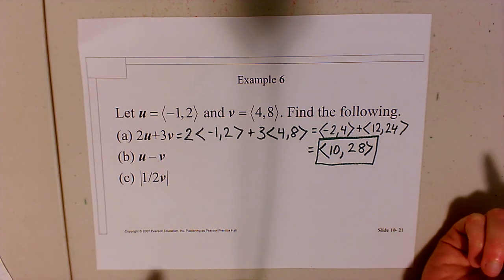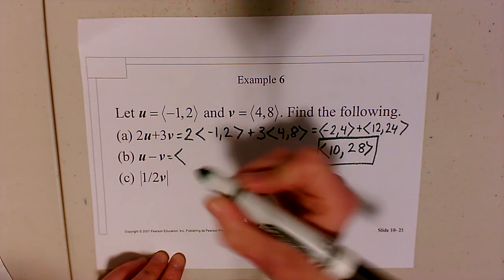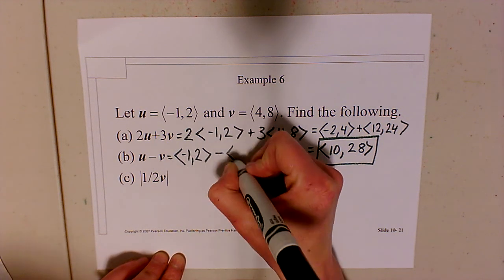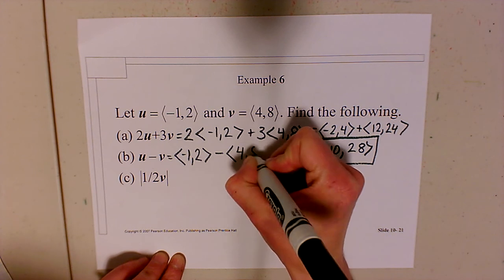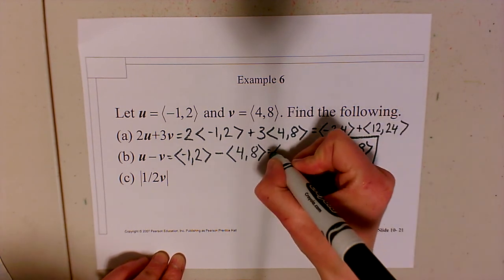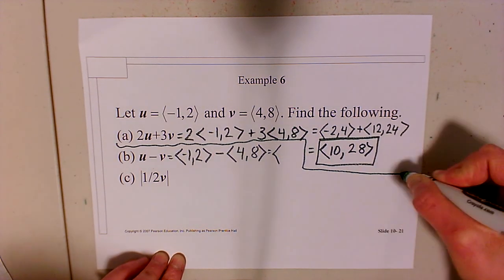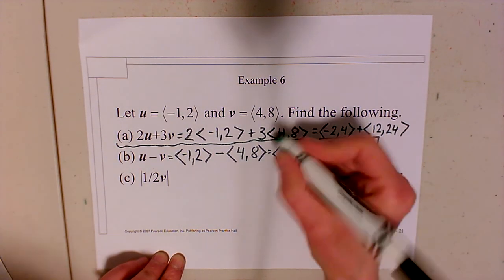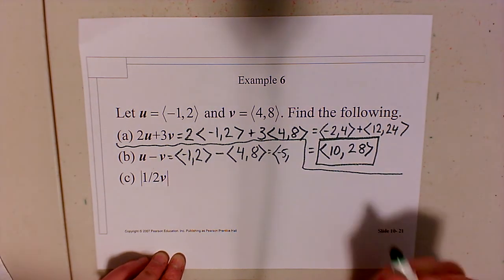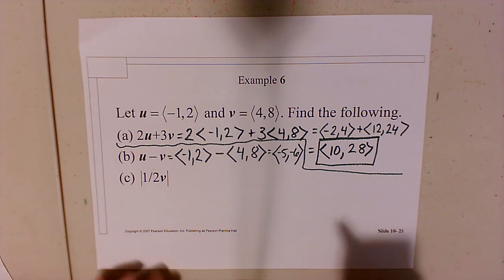Then for vector u minus vector v, we just subtract our components. So that's going to be -1, 2 minus the vector 4, 8. Negative 1 minus 4 will be negative 5, and then 2 minus 8 will be negative 6. So you get negative 5, negative 6.